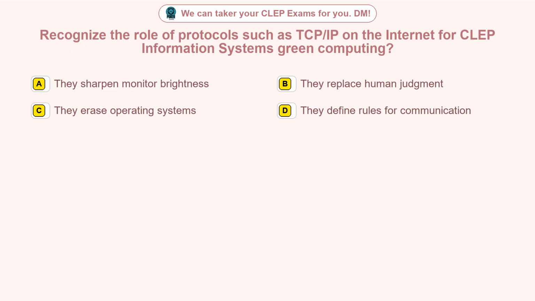Question 29. Recognize the role of protocols such as TCP/IP on the Internet for CLEP Information Systems Green Computing. Option A. They sharpen monitor brightness. Option B. They replace human judgment. Option C. They erase operating systems. Option D. They define rules for communication. The correct answer is option D. They define rules for communication.